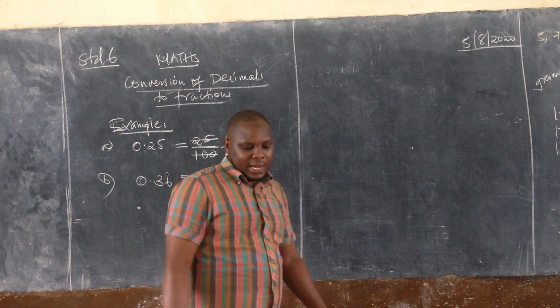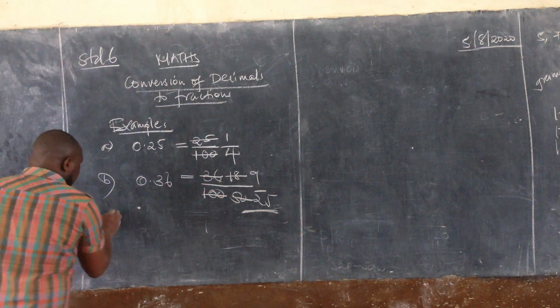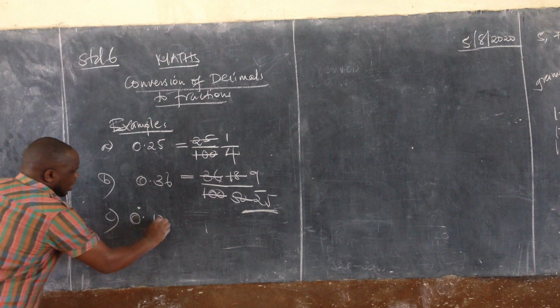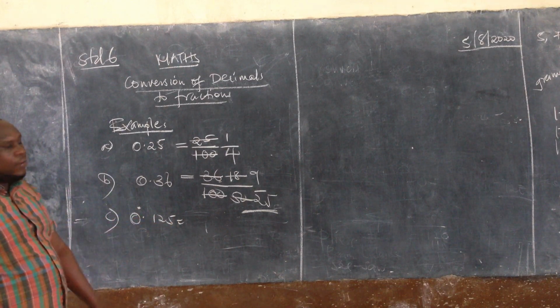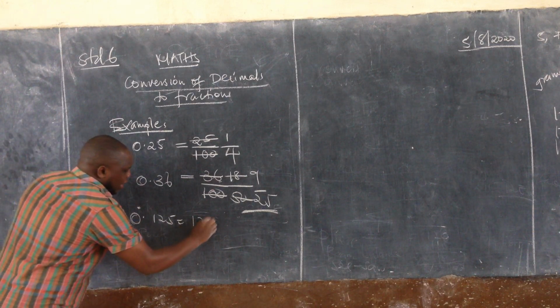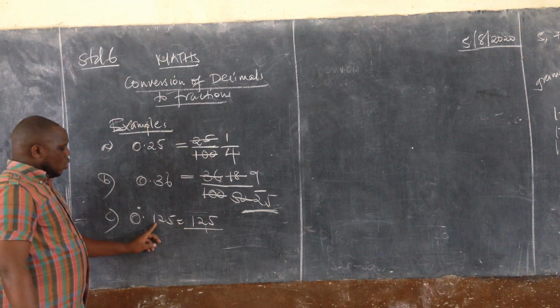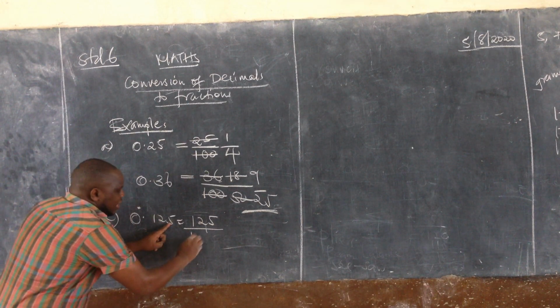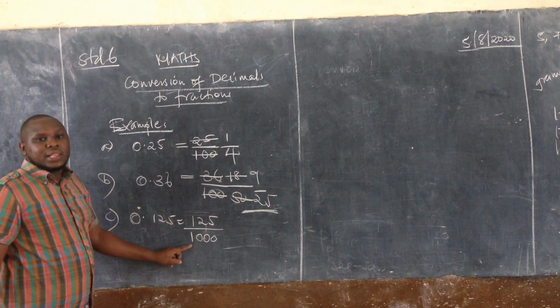Let's take another number, Lana. 0.125. That is example C, 0.125. We are trying to write 0.125 as a fraction. So first, we write this as our number, 125. Over. How many decimal places are here? 1, 2, 3. So the zeros are going to be 3. And so that is going to be 1,000.